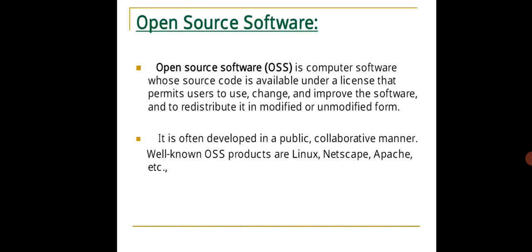We move on to open source software. Open source software is normally referred to as OSS. It is computer software whose source code is available under a license that permits users to use, change, and improve the software and to redistribute it in modified or unmodified form. It is often developed in a public or collaborative manner. The well-known OSS products are Linux, Netscape, and Apache.